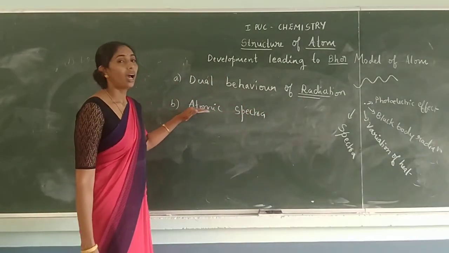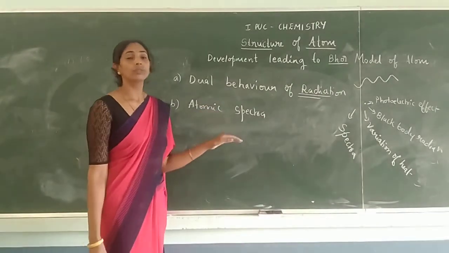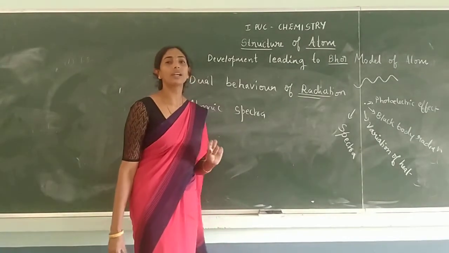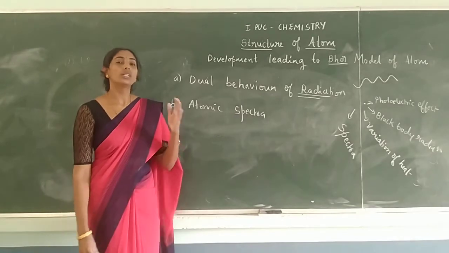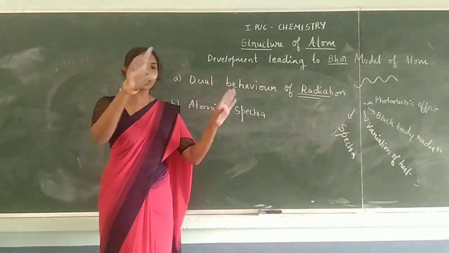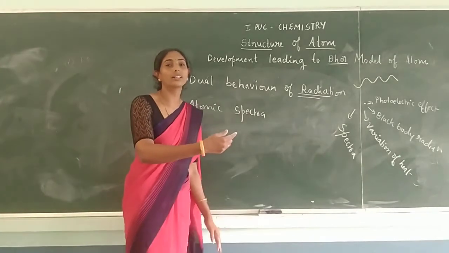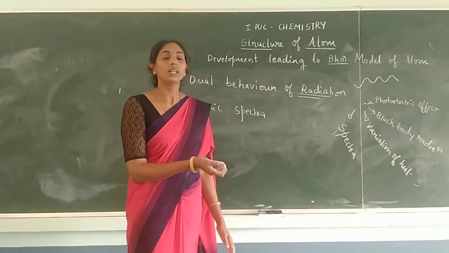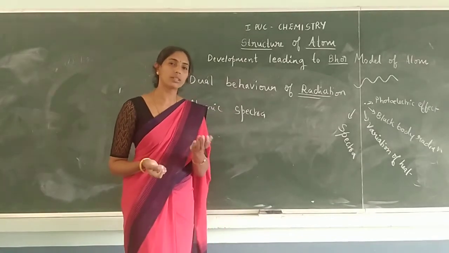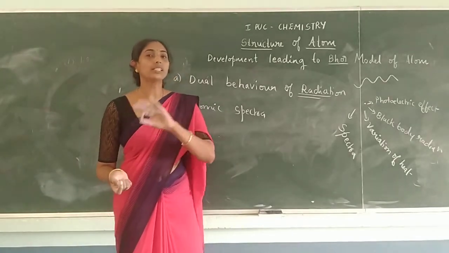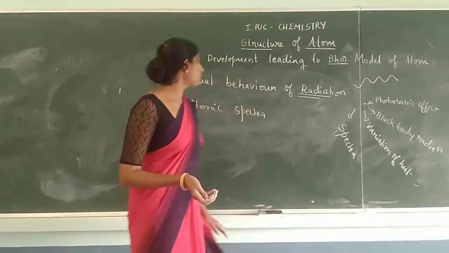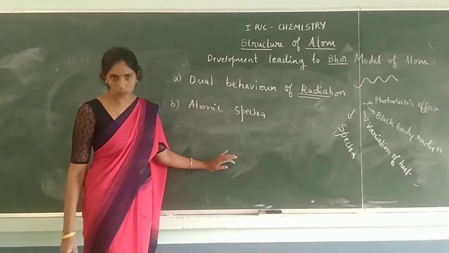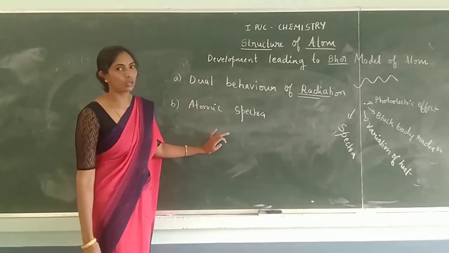The other is atomic spectra. Like the fingerprints of each individual are different, each and every atom produces its own spectra. If we study a spectrum, we can tell which atom it belongs to, and predict that it is a particular atom. Like the fingerprint of each and every person is different, the atomic spectra of each and every atom is also different. So in atomic spectra we are going to study the emission spectra and absorption spectra, and line spectra also comes in that.